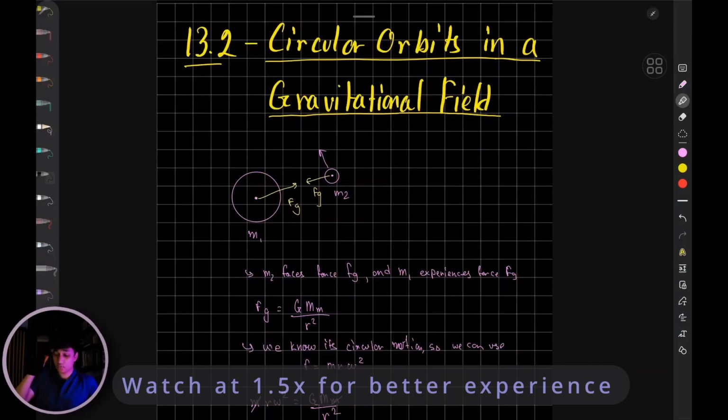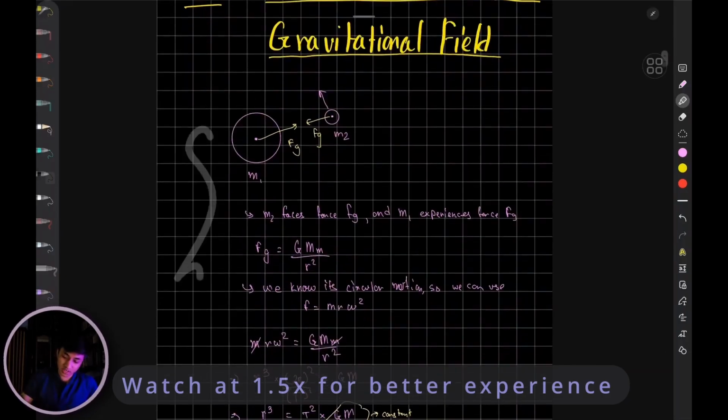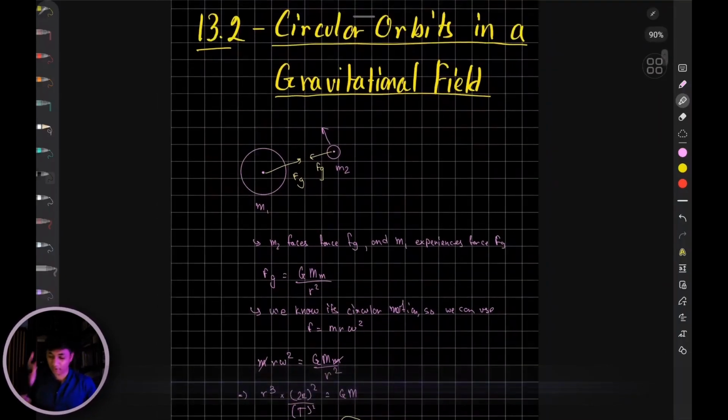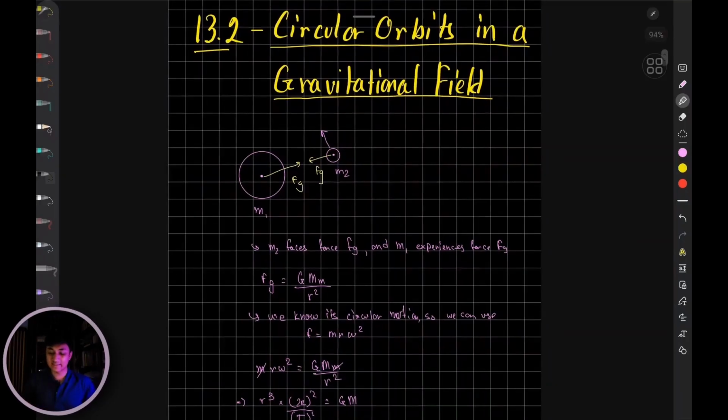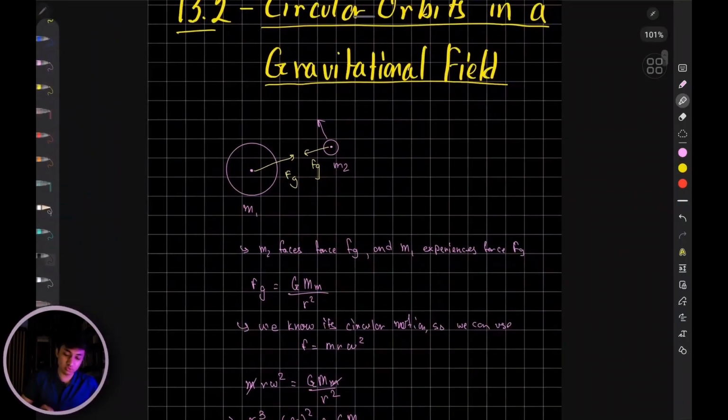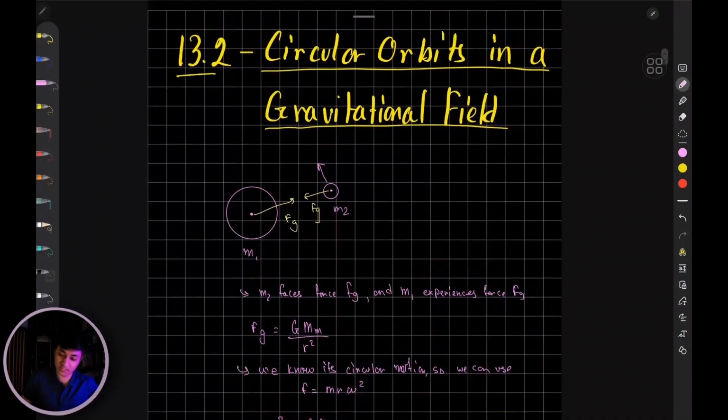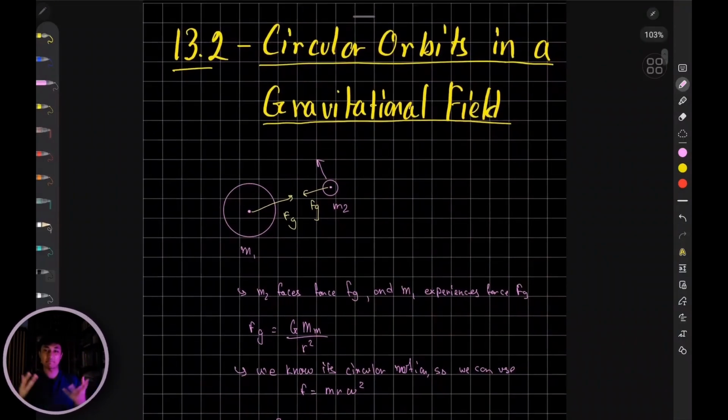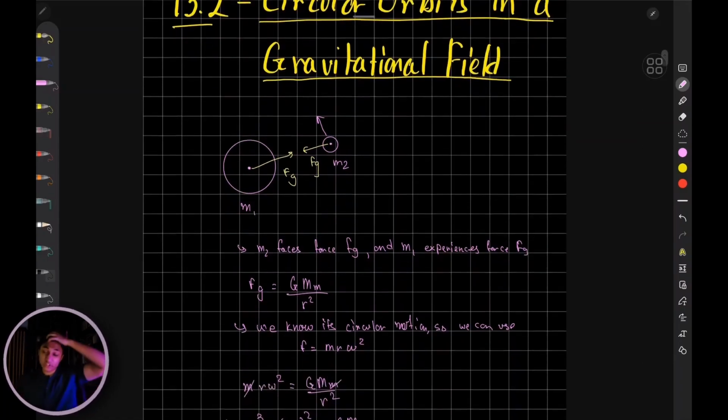So to do that, we're going to understand a bunch of things. First of all, we're going to recall that the force between two masses is going to be the exact same. So let's say M1 is going to exert force Fg on M2. M2 is also going to exert the same force Fg on M1. So the force is actually equal. Now, notice one thing.